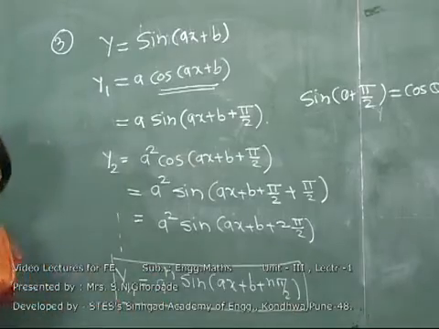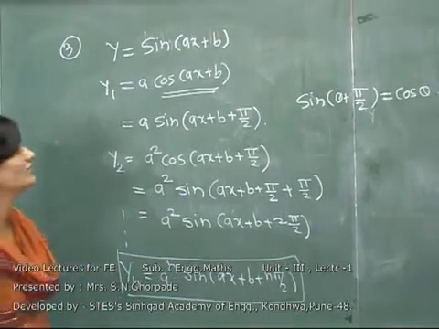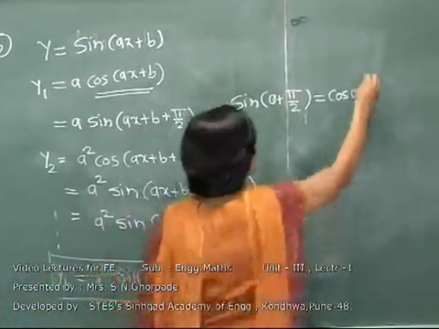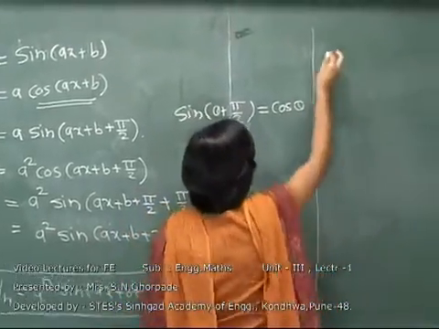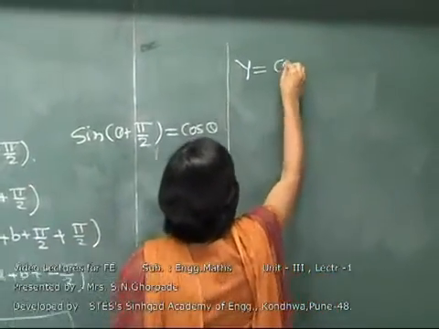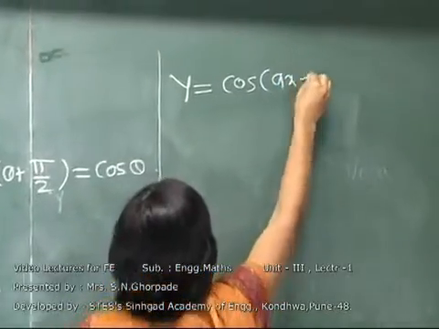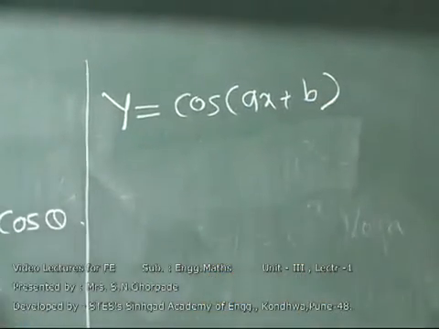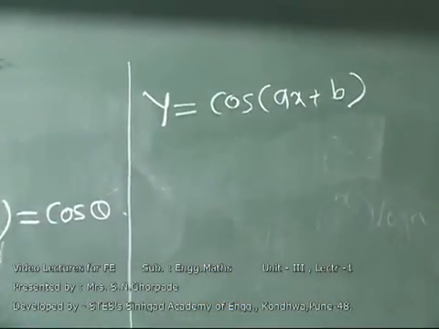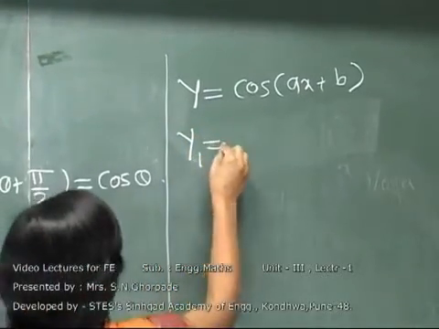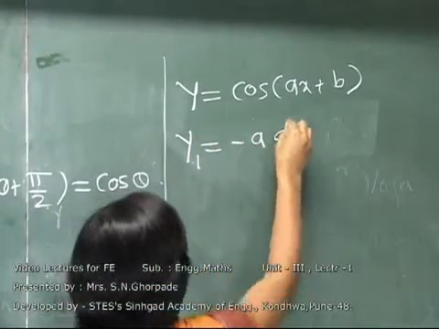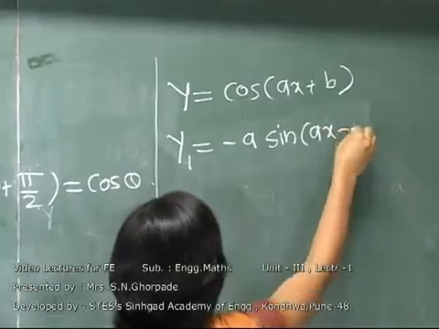All of you got it? Okay. Now we'll see for cos. If we have y equal to cos of ax plus b, what is its first derivative? y1 equal to minus a sin of ax plus b.